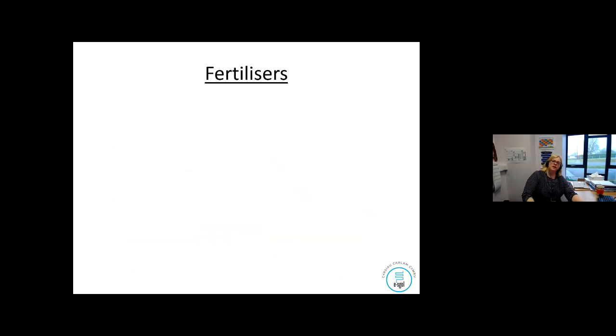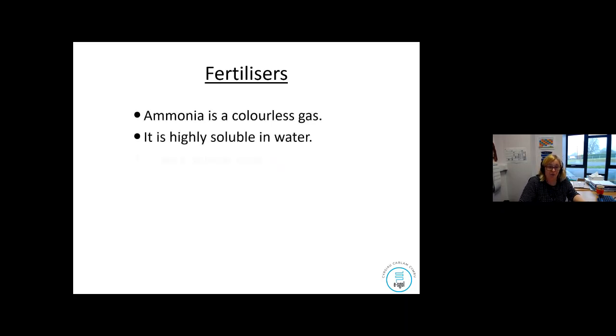Okay, so I touched upon it earlier. Fertilizers. Now, ammonia is a colorless gas. It's highly soluble in water.